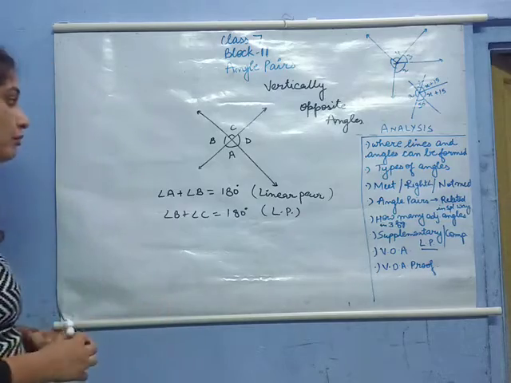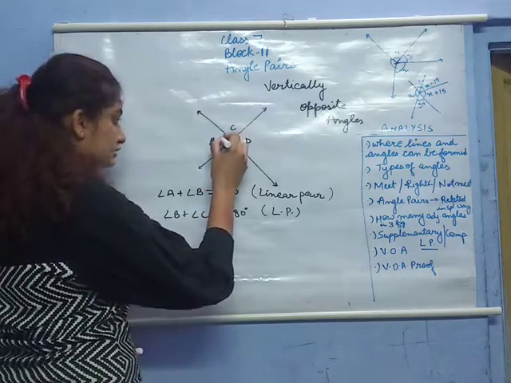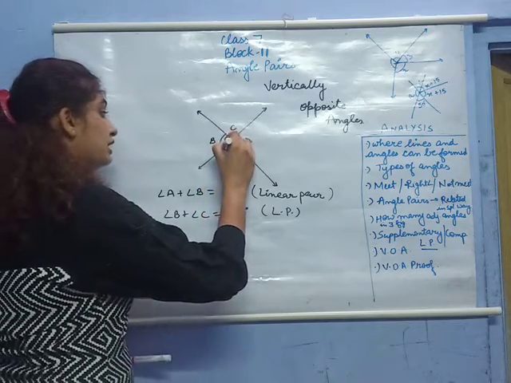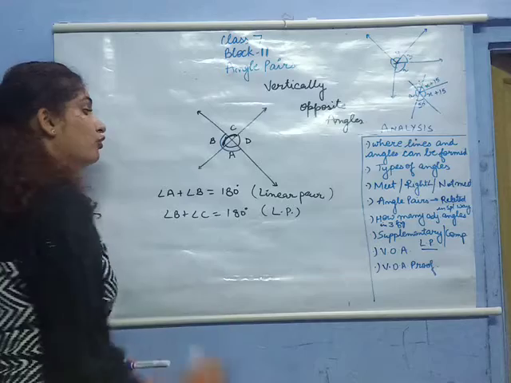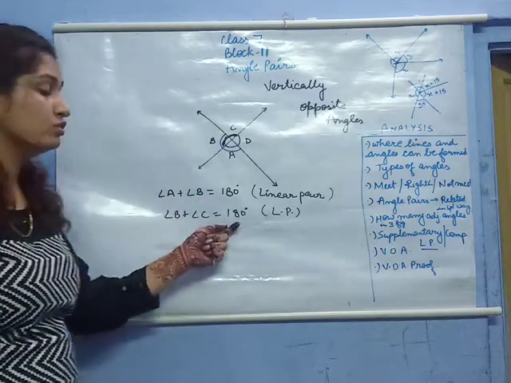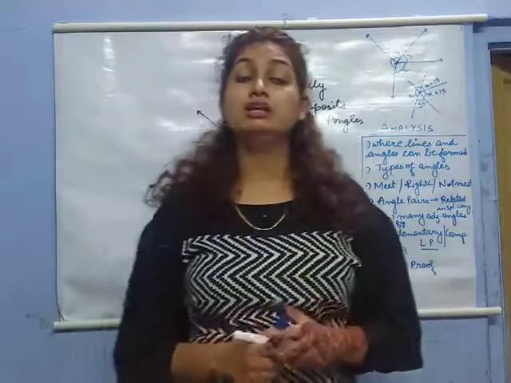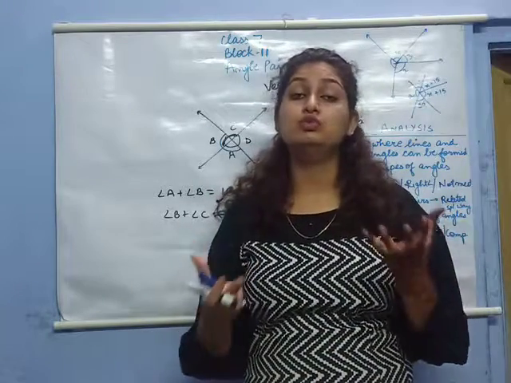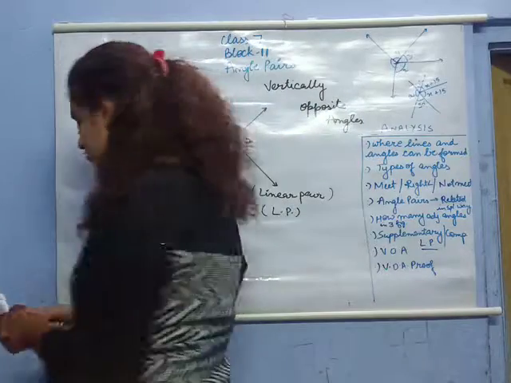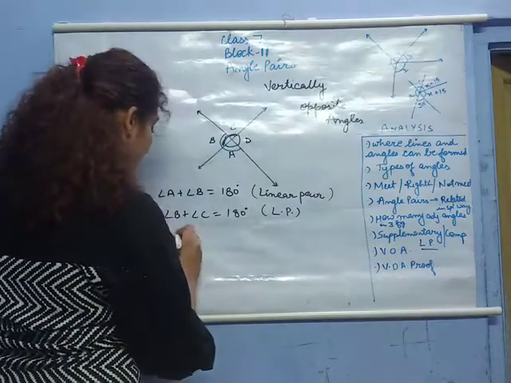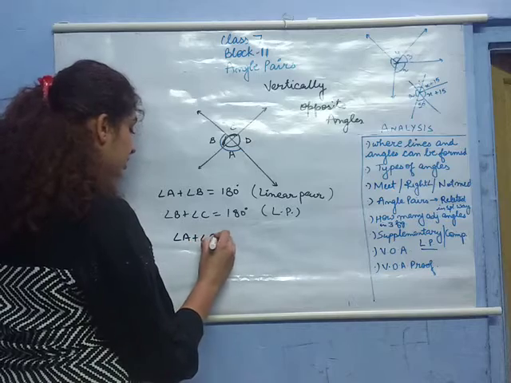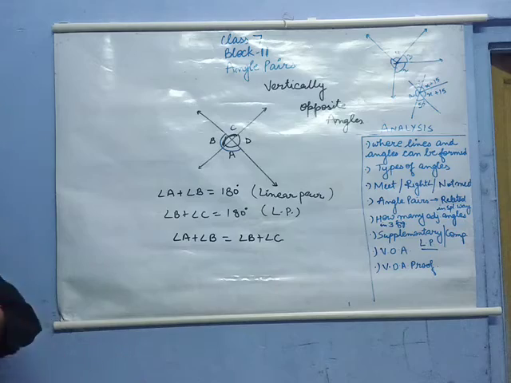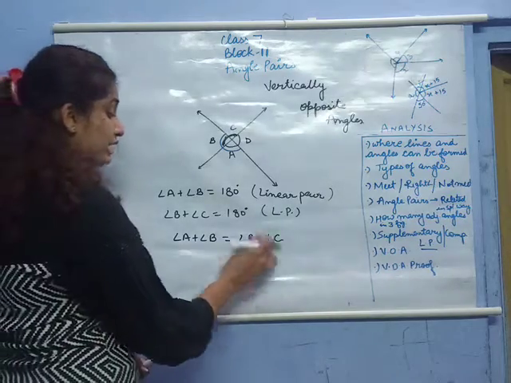Right? Linear pair. So first we have taken this A and B. Secondly, we have taken this B and C. What if I equate these two equations? See, both are equal to 180 degree. A plus B, B plus C, both are equal to 180 degree. Are they equal to each other also? Yes. So I can write angle A plus angle B is equal to angle B plus angle C.